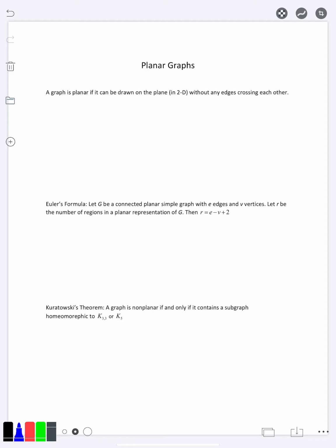The concept of a planar graph. And so you see right here the definition is that a graph is called planar if it can be drawn on the plane, a flat surface, or in two dimensions, without any edges crossing each other. So if you have a simple graph that you've used before, so let's say a 3-cycle here, that's already drawn with nothing crossing, so that would be planar.